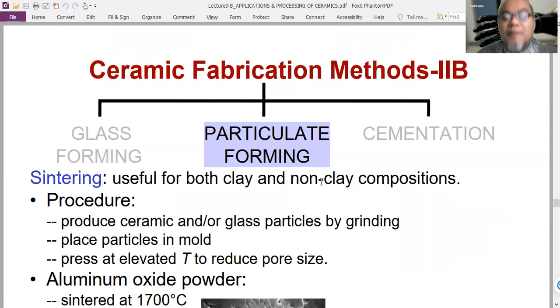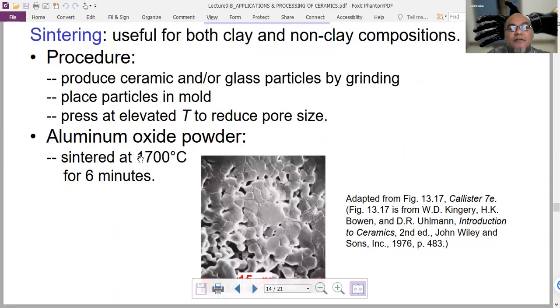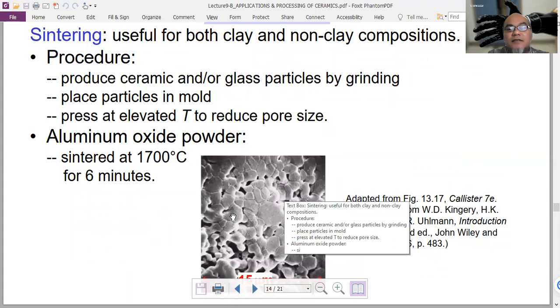Then another process for particulate forming is called sintering. This is useful for both clay and non-clay compositions to produce ceramics and glass particles by grinding. Then place the particles in a mold, then press at elevated temperature to reduce the pore size. So for example, this is aluminum oxide powder. After being sintered at 1700 degrees Celsius for 6 minutes, the pore size is reduced.